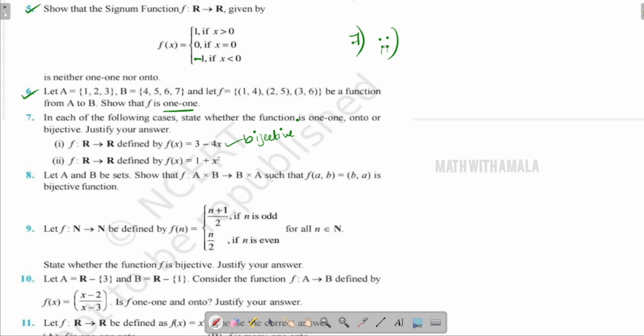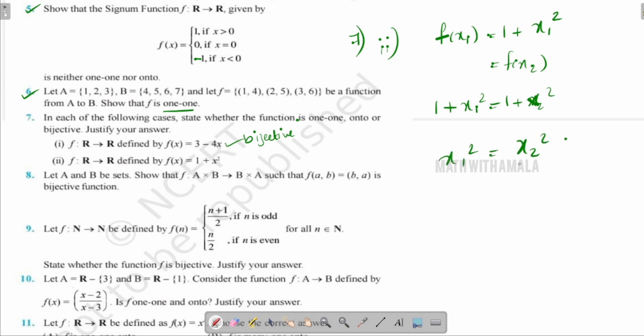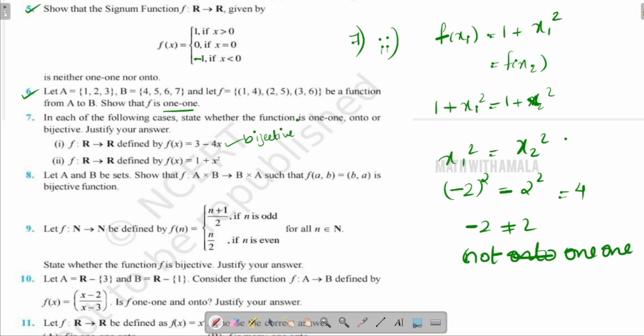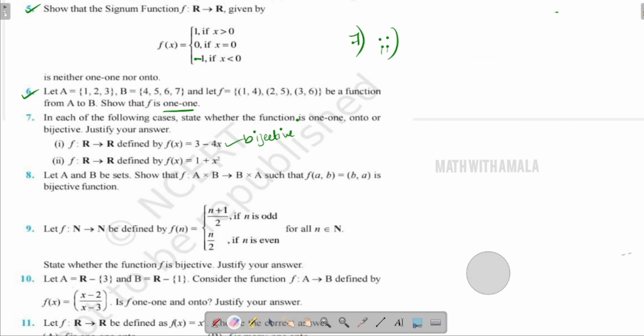Let's write f from R to R defined by f of x equal to 1 plus x square. Now let's check the bijectiveness of this function. f of x1 is equal to 1 plus x1 square. f of x2 is equal to 1 plus x2 square. Now you can equate them. You can cancel the 1s. x1 square is equal to x2 square. This condition is not true since minus 2 square and 2 square are 4, but minus 2 is not equal to 2. So it's clear that it is not one-one because we are having the same image for two elements from the domain set.